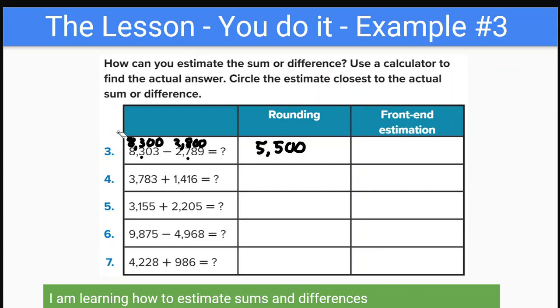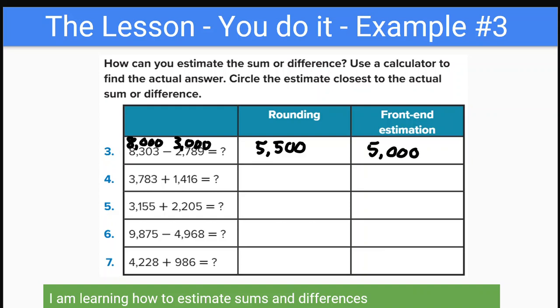All right, well, now let me get my eraser up here. We're going to erase this right here. And it says now do it by front-end estimation, which I think is a lot easier. And if I were you, this is the one that I would do right here. With 8,300, we're just going to look at the very first number this time. And 8,300 is very close to 8,000. And 2,789 is close to 3,000. Okay, 8,000 take away 3,000 is 5,000, right?